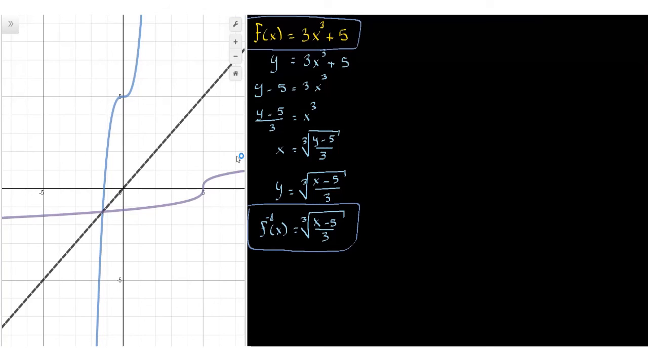So okay, this is the second example. Hope it was useful to you.